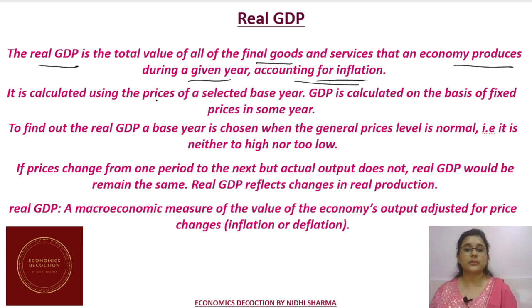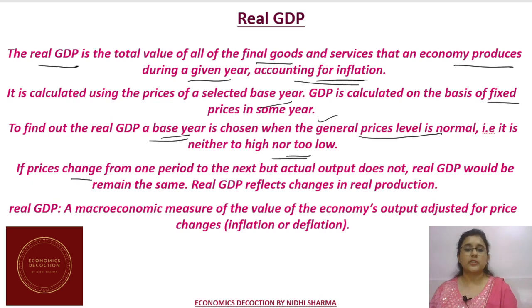It is calculated using the prices of a selected base year. GDP is calculated on the basis of fixed prices in some year. To find out the real GDP, a base year is chosen when the general price level is normal, that is, it is neither too high nor too low. So according to the base year, the real GDP for a particular year is calculated or estimated.